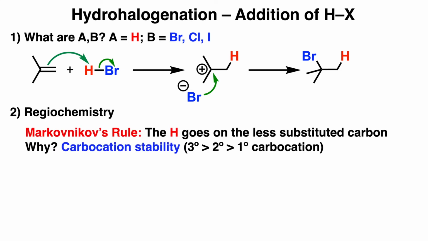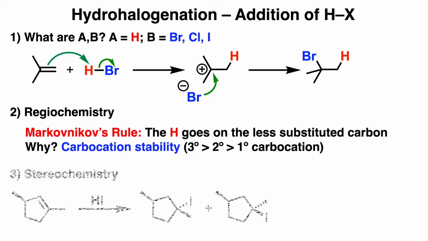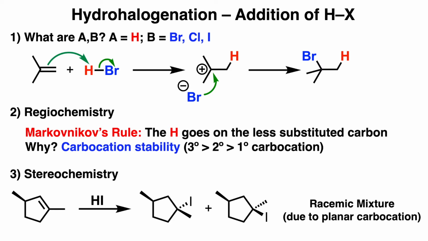Hydrohalogenation reactions are regioselective because the hydrogen adds on to the less substituted carbon, which is called Markovnikov's rule. How I remember this is that if a reaction follows this rule, that means the rich get richer, meaning the hydrogen will add to the side of the alkene with more hydrogens. This process occurs because the formation of a more stable carbocation is preferred. And if a new chiral center is formed after the addition, then a racemic mixture of enantiomers is formed because the nucleophile can attack both faces of the planar carbocation.